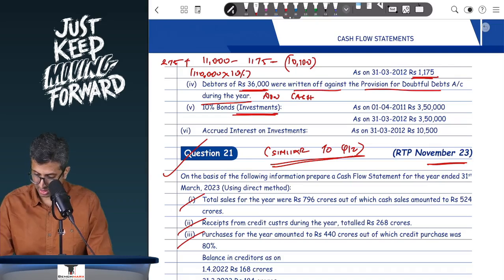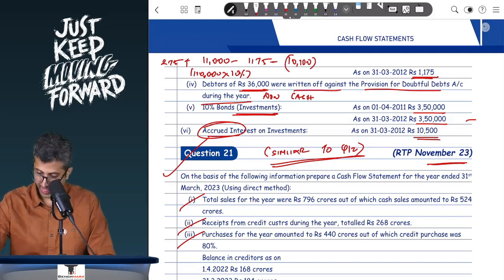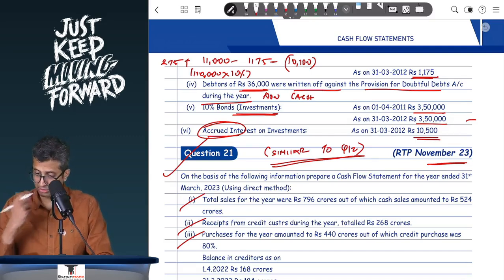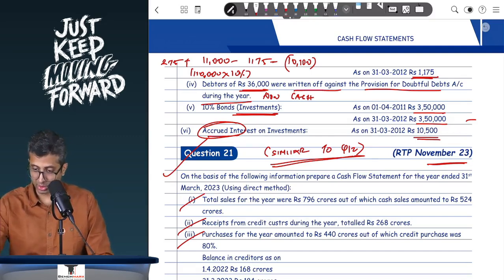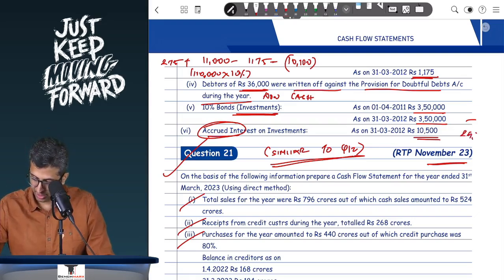10% bonds, which are investments. 3,50,000, 3,50,000. So there is no change. But accrued interest on the investments is 10,500. Accrued interest. So ideally, 3,50,000 into 10%, you should have received 35,000. But at the end of the year, 10,500 is still accrued, and hence 24,500 must be received.